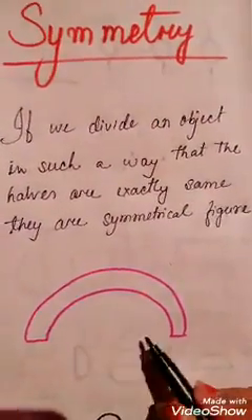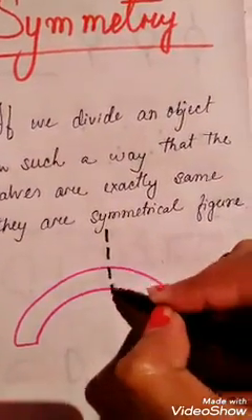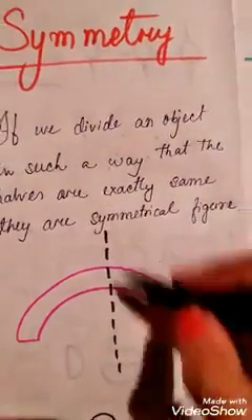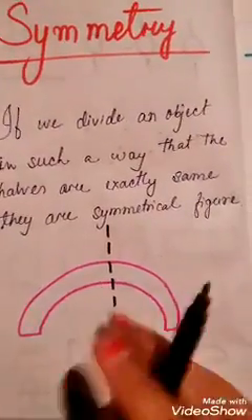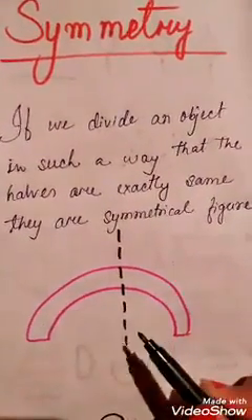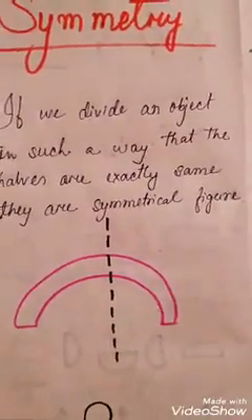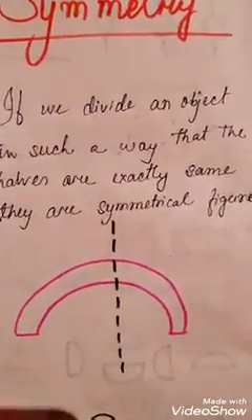Okay, so here let us divide it. You can see I have drawn one line. Now if I divide this, this portion and this portion are equal, right? They are exactly the same, so that means this one is a symmetrical figure.